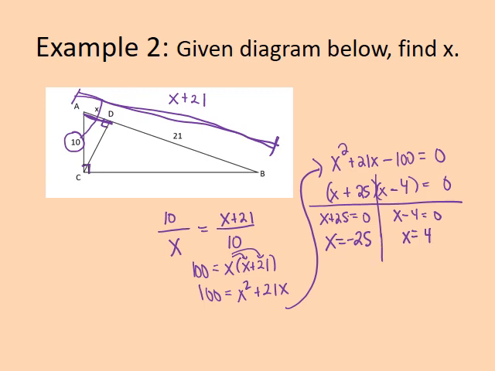Now we know that lengths have to be positive, so we need to take these values and plug them back in. When we take negative 25 and plug it back in, we discover that this x would be negative 25, which doesn't work because lengths need to be positive. So we need to reject the negative 25. But when we take 4 and plug it back in, we get a positive 4 here, and that works for this situation. So x equals 4 is our answer.